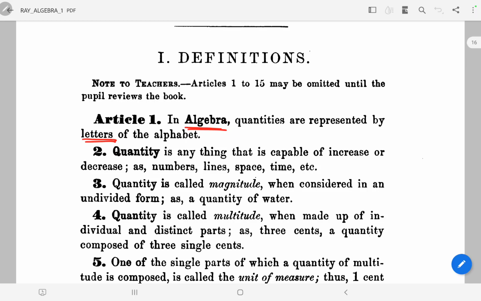But in algebra, we're doing something different, and we're going to talk about this as we get started and as we continue through the study of algebra. We're not doing in algebra the same thing we did in arithmetic. We're doing something different, something that's very important and will help us in other studies. We'll talk about that later. But in algebra, quantities are represented by letters of the alphabet.